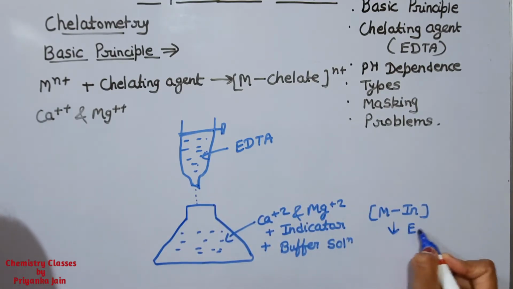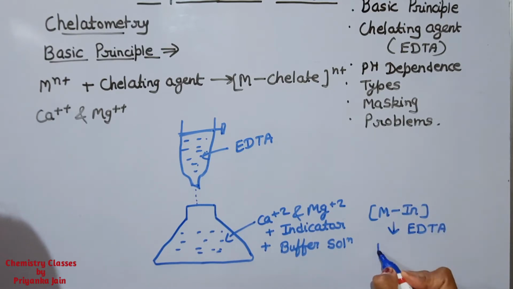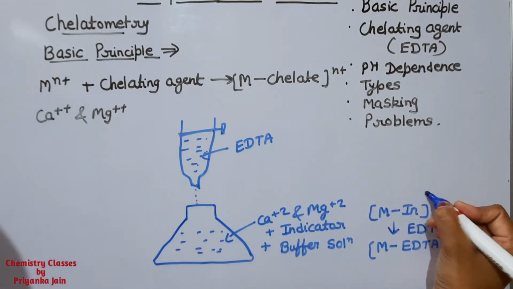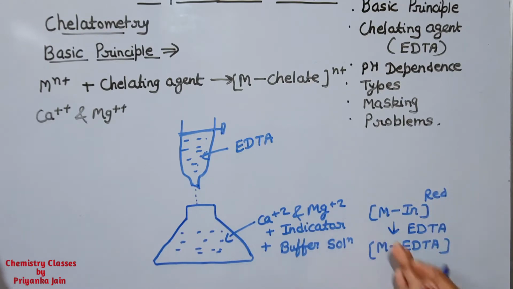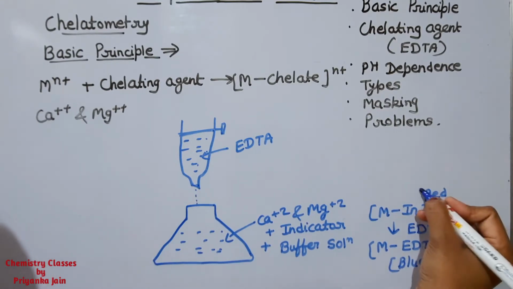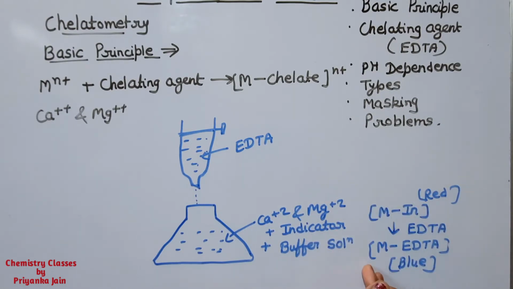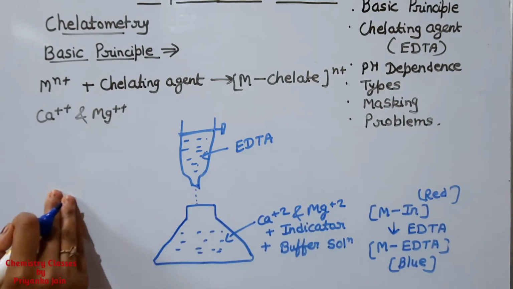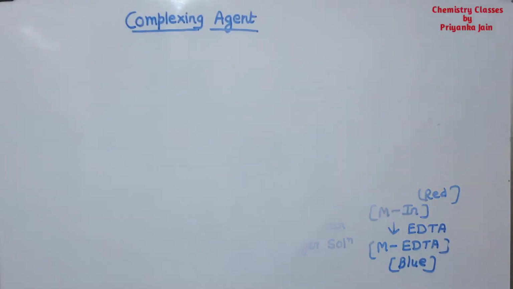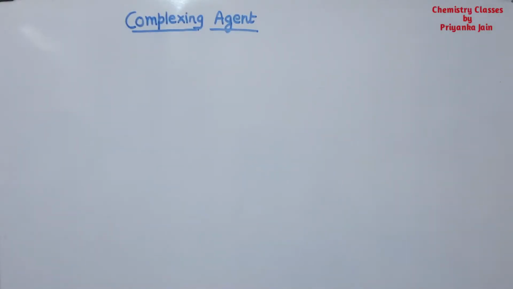So when we add the EDTA, a metal EDTA complex is formed. Suppose the metal indicator complex is red in color. As soon as the metal EDTA complex is formed, the color changes. Suppose its color is blue. So there is a color change, and by this color change we can detect the endpoint. This is the whole principle of complexometric titration. Now we have to see a little bit about the complexing agent or the chelating agent. What is it?